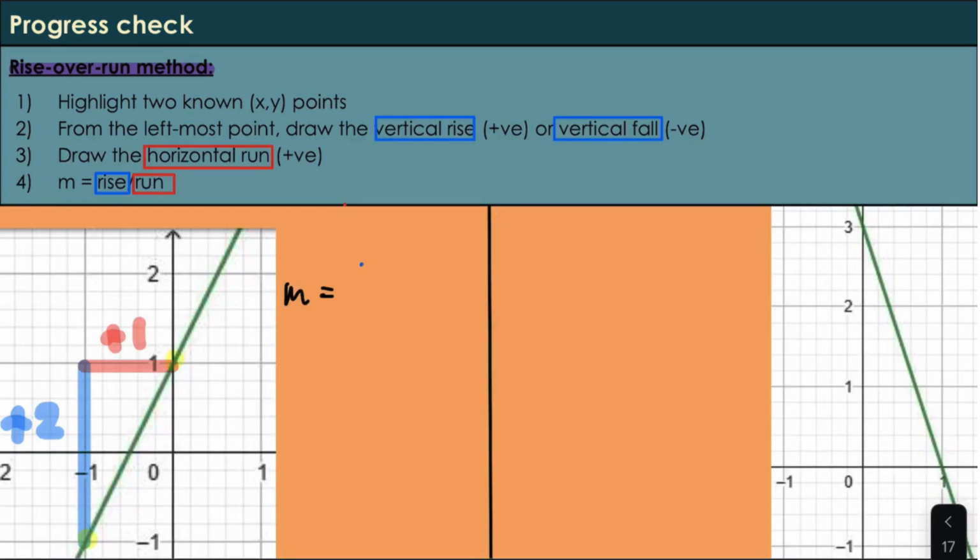Step 4, work out our slope. The rise was a +2. The run was a +1. 2 divided by 1 is 2.